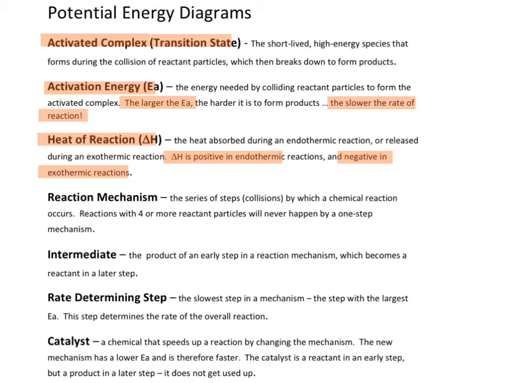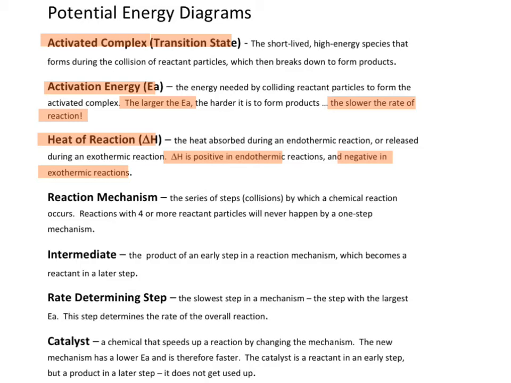The reaction mechanism describes the series of collisions by which a chemical reaction occurs. Now, it is possible for many processes to happen in one step. For example, a single reactant particle may simply decompose into multiple product particles. That would happen in one step. Or perhaps two particles collide in a single collision and form products. Or perhaps three particles collide and form products. Those would be examples of single-step mechanisms.